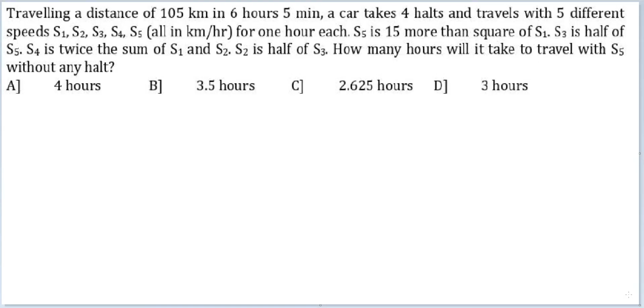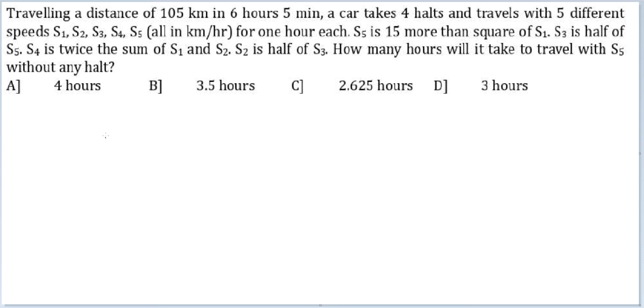Let's look at this question. Traveling a distance of 105 kilometers in 6 hours 5 minutes, a car takes 4 halts and travels with 5 different speeds S1, S2, S3, S4, S5, all in kilometers per hour, for 1 hour each. S5 is 15 more than the square of S1.